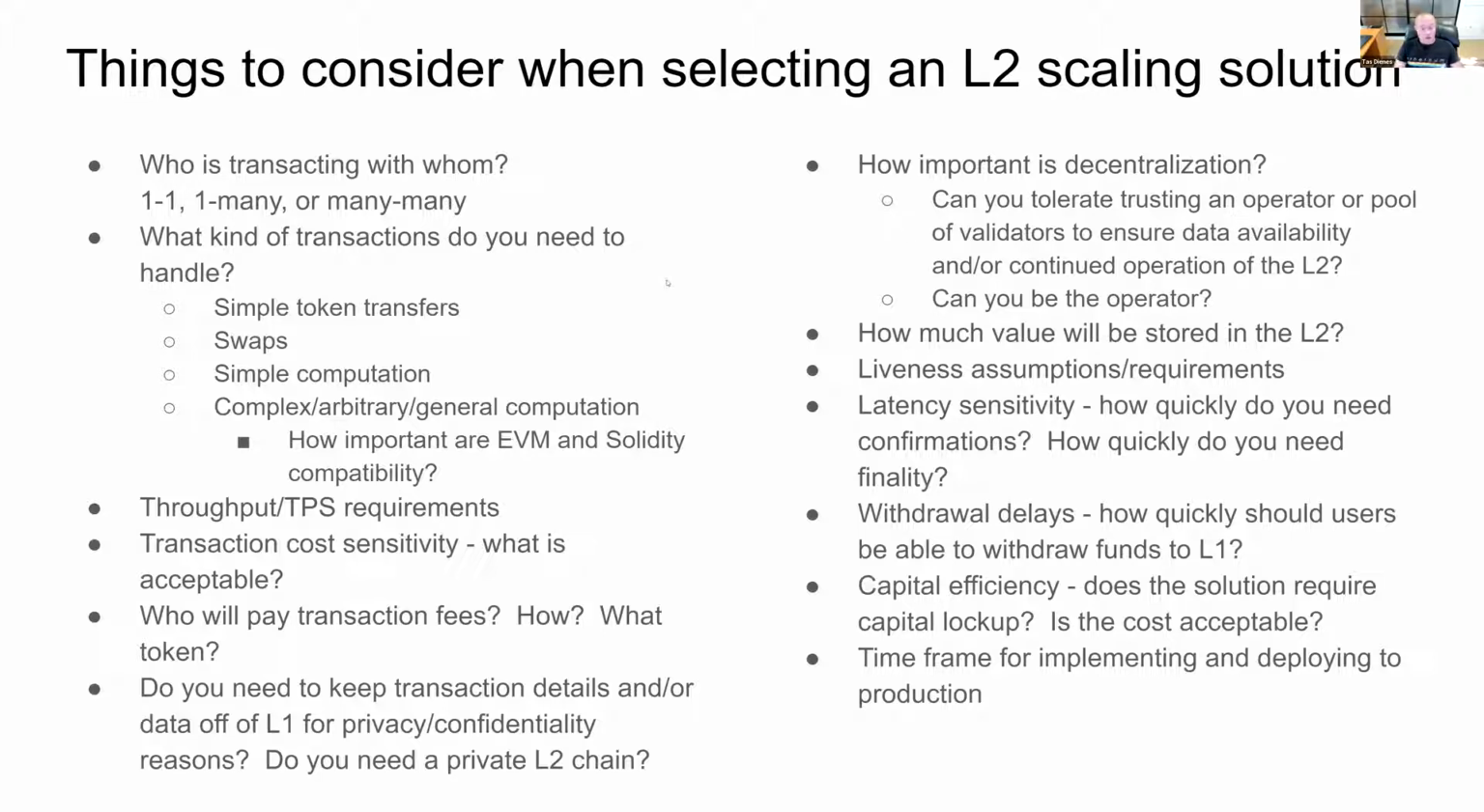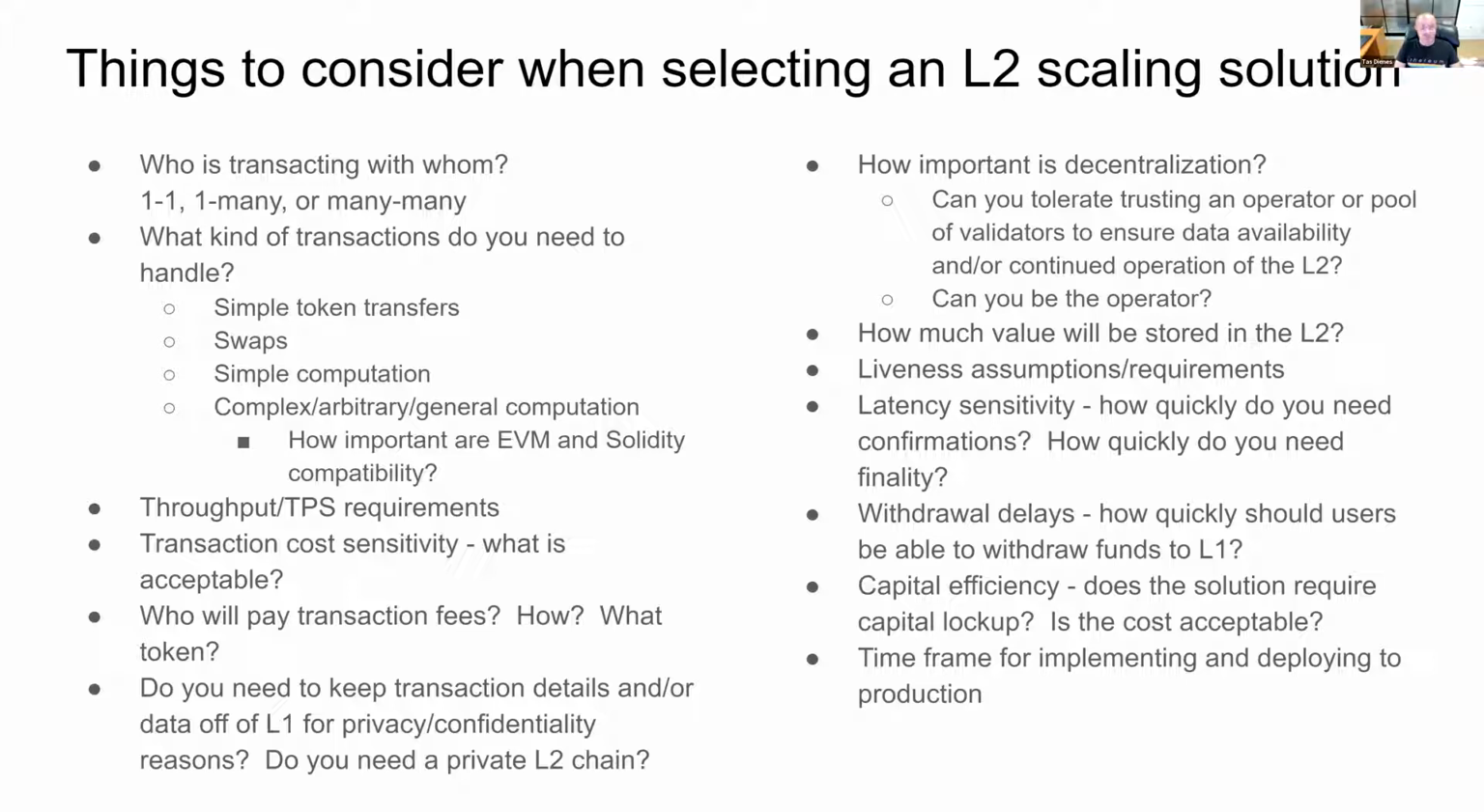What are your throughput requirements? How many transactions per second do you need on your layer 2? And what's your cost sensitivity? So is a 1 cent transaction okay? Or do you need to get down to 1,000th of a cent if you're doing micropayments? Who's going to pay the transaction fees and in what token? So is it okay to pay transaction fees in Ether or some ERC20, or do you need to pay in fiat?